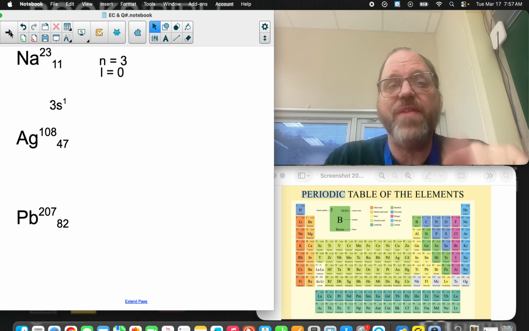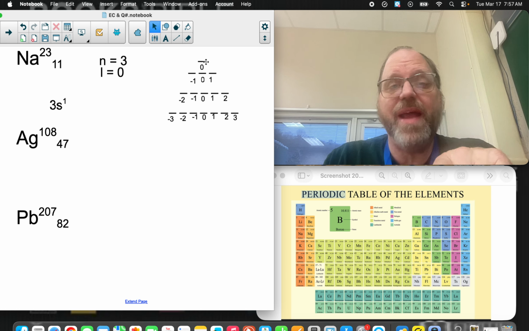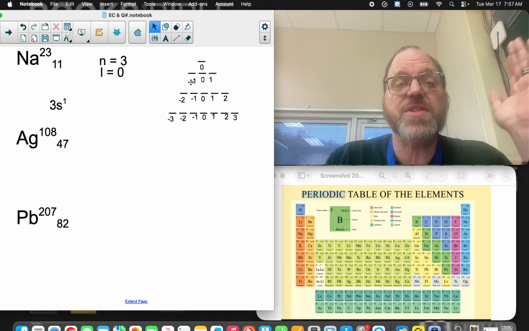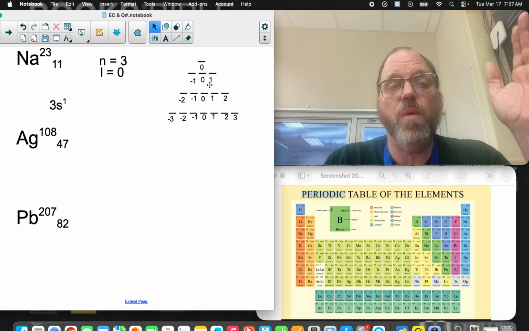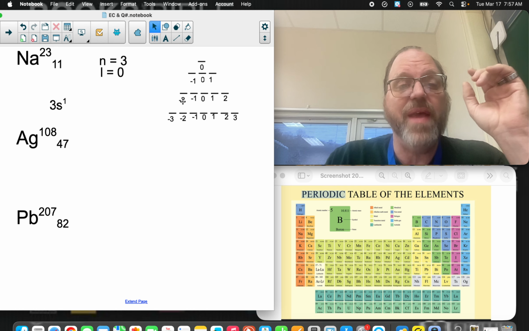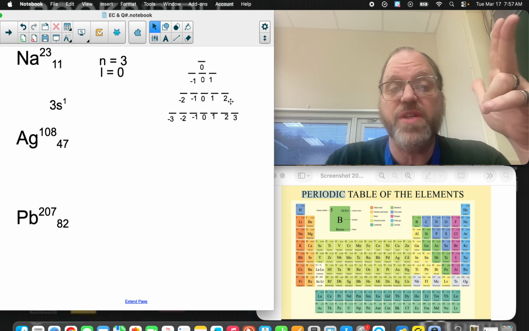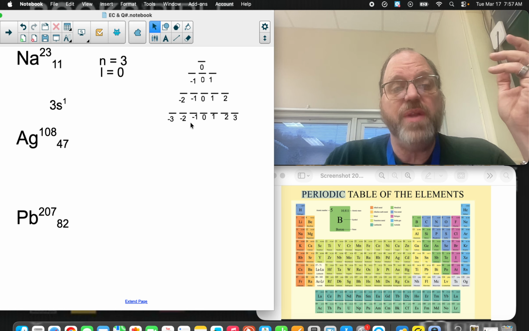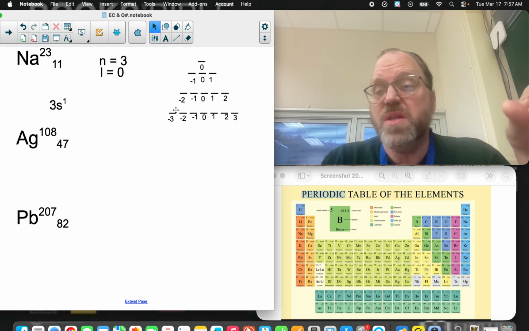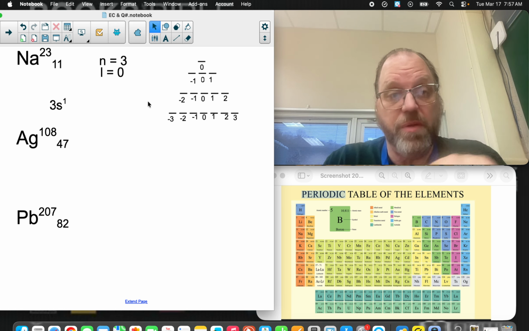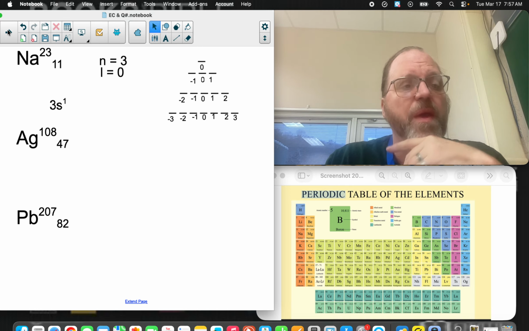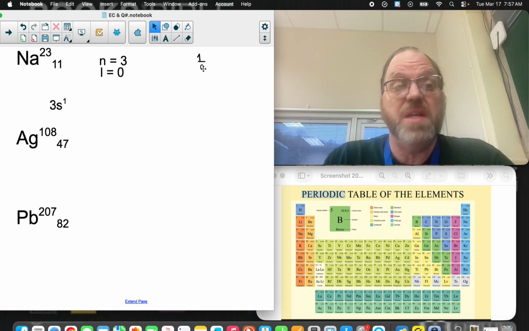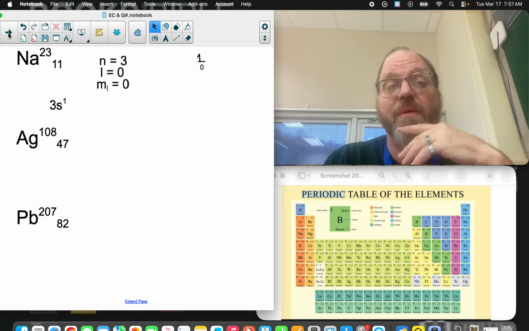Now, we have that set up. We go from negative L to positive L. So for S, it's 0. For P, it's negative 1, 0, 1. For D, it's negative 2, negative 1, 0, 1, 2. For F, it's negative 3, negative 2, negative 1, 0, 1, 2, 3. Those are the suborbitals, those are the rooms. We're dealing with S, so we're with this one right here, and we're checking 1 electron in. What room is that one in? It's 0. It's the only option we have, so M sub L is 0.